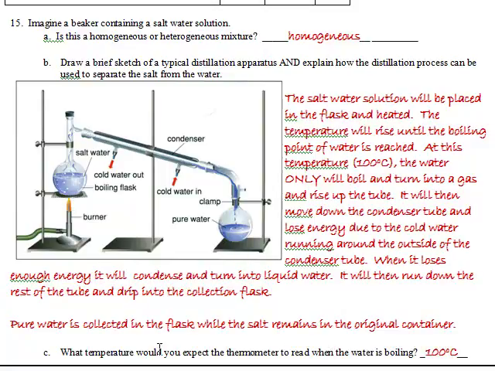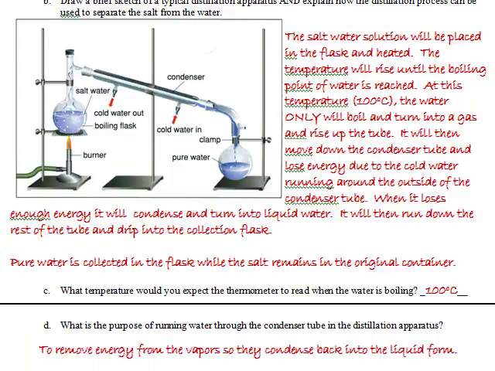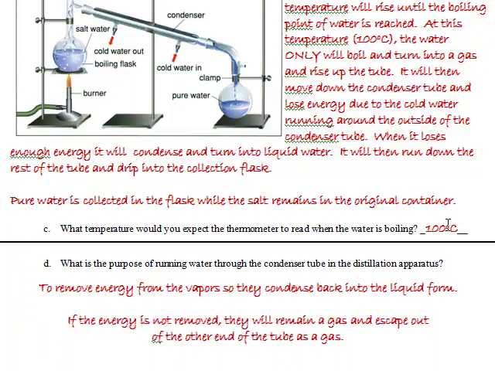C says, what temperature would you expect the thermometer to read when the water is boiling? 100 degrees. At standard sea level atmospheric pressure, it's going to be 100 degrees. You can identify a substance. For instance, if it was boiling at 50 degrees, you know it's not water. If it's boiling at 108 degrees, you know it's not water.